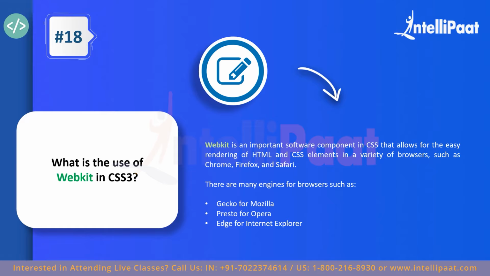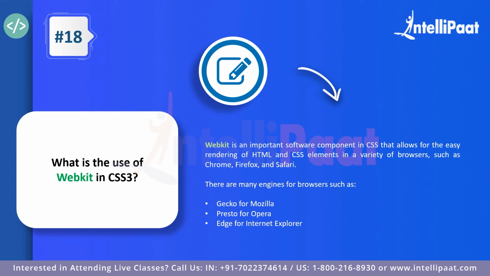But to use these WebKits, we have something called engines that have to be supported by the browsers. For example, we have an engine called Gecko for easy use of HTML and CSS in Mozilla. We have Presto for Opera, the other browser, and then we have Edge for the now retired Internet Explorer as well. So when you think about it, these engines are very important components that allow the styling and rendering of all of these HTML and CSS elements as well.